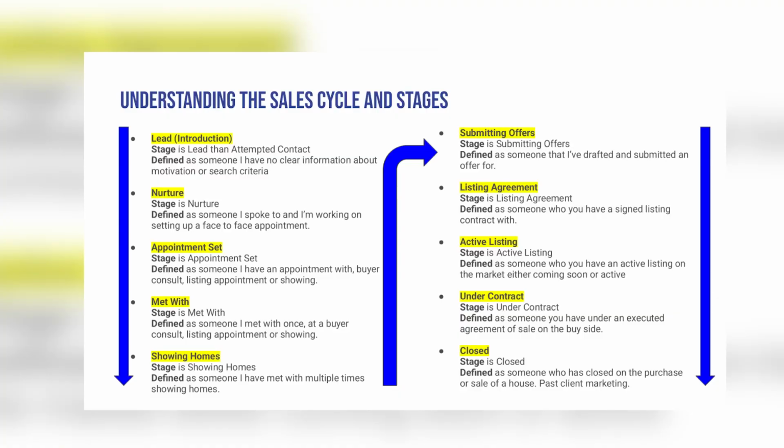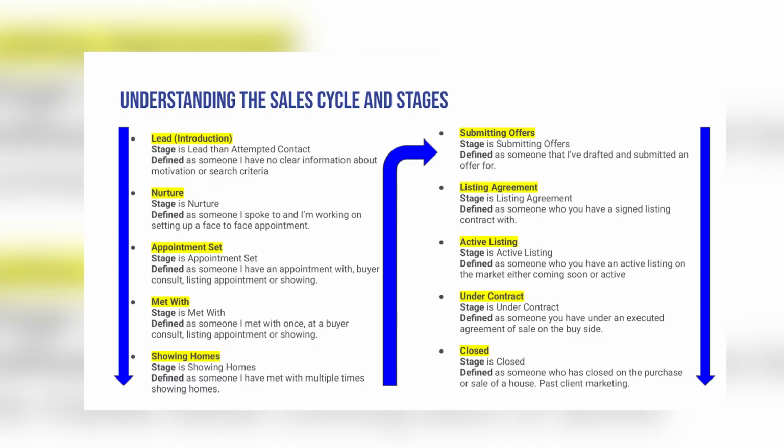I'm going to have Nick put this up, and this is something that we've developed internally at our team. The first is lead, or the introduction stage, right? And that's where they're in maybe attempted contact, you're not talking to them, and you don't have clear information about their motivation or what they're trying to accomplish. Then you've got nurture. This is probably going to be your biggest bucket. It should be someone that you've talked to and you're trying to get in front of and meet. So you actually have to have a two-way conversation with them.